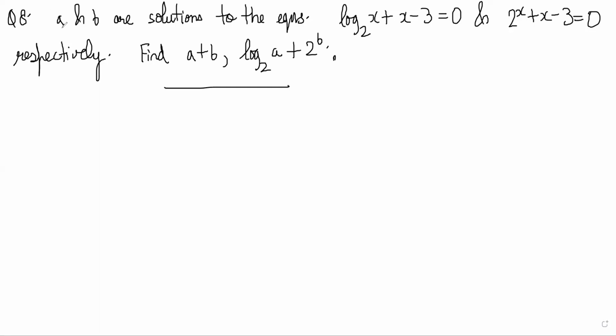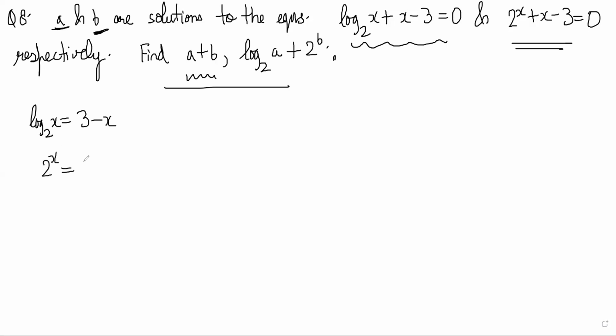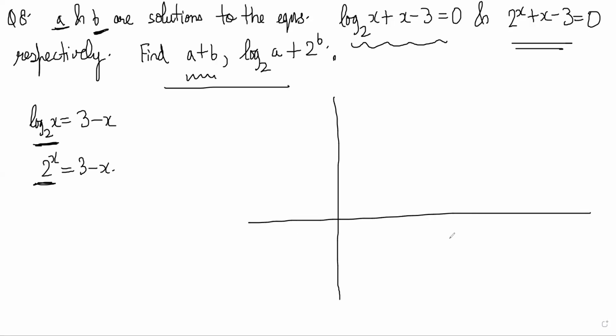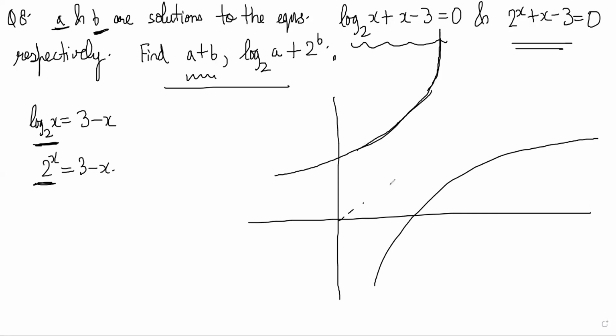So we have been told that a is the solution of this equation and b is the solution of this equation, right? And we have to somehow find the values of a plus b and this, right? So let's think about it here. Both the equations can be written like this: log 2x is equal to 3 minus x and 2 power x is equal to 3 minus x. And you should realize that 2 power x and log 2x are inverse of each other. These are inverse functions. So if you want to draw a graph here, log 2x will be somewhat like this, and 2 power x will be the reflection of that on y is equal to x line.